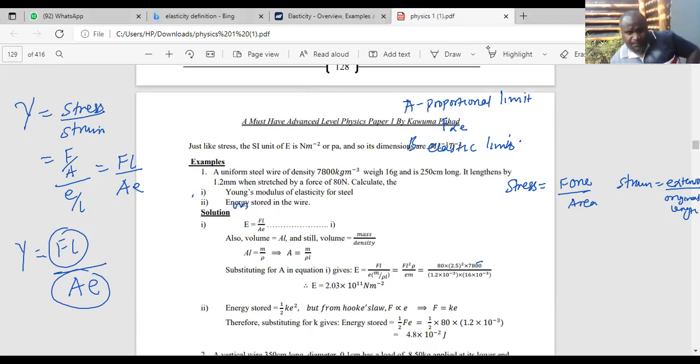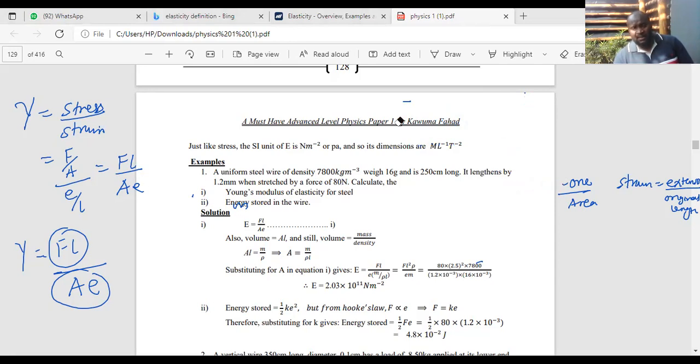Now, if you look at this example, it talks about a material of steel whose density is given, weighing 16 grams, having a length of 250 centimeters. Its length lengthens by 1.2 millimeters when stretched by a force of 80 newtons. Find the Young's modulus of elasticity of steel. Now, they give you such a question, and you cannot be in a position to identify whatever you need to use in the equations. So it means you have to extract it from the knowledge that has been shared.